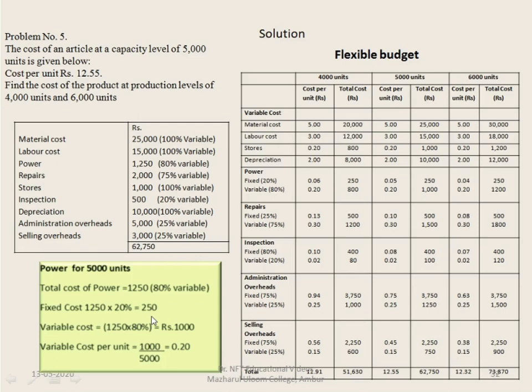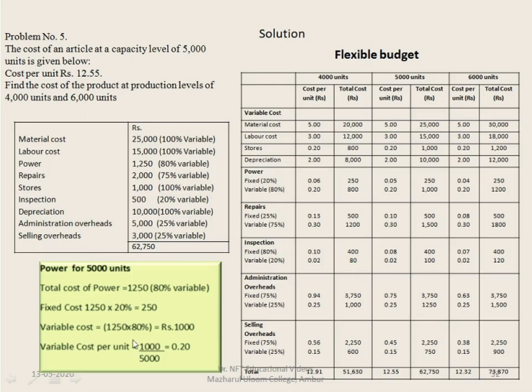Fixed cost is common at all levels of activities. So 250, 250 and 250. Now you calculate 250 divided by 4,000 is 0.06, 250 divided by 5,000 and 250 divided by 6,000 gives you cost per unit.